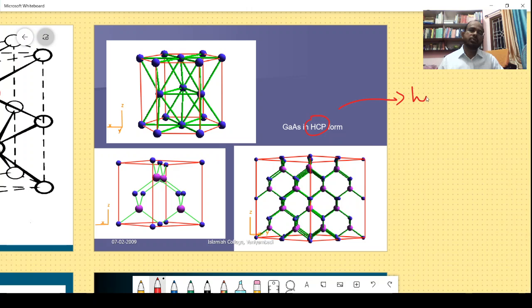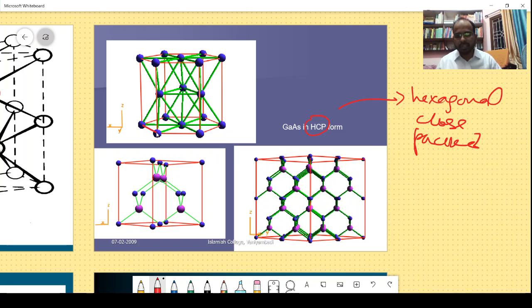In the HCP you have hexagonal close packed structure. Hexagonal close packed structure that is taken up. This is the hexagon that is mentioned there: 2, 3, 4, 5, 6. Then you have another one in the center. Again, you can take up the internal structures there.